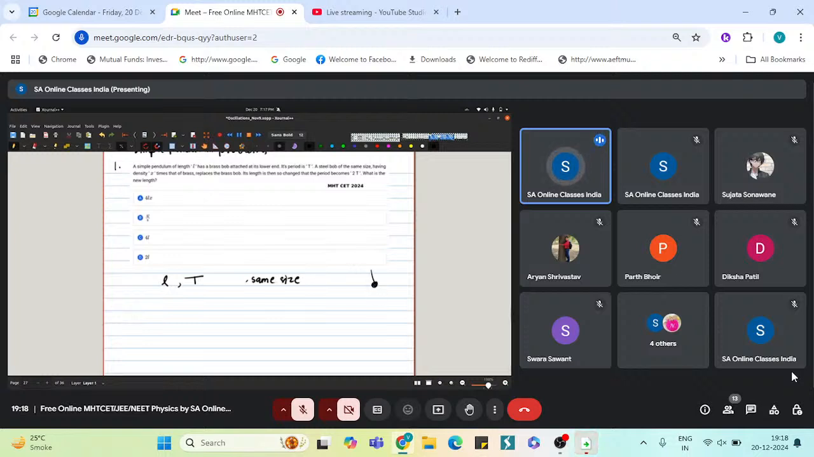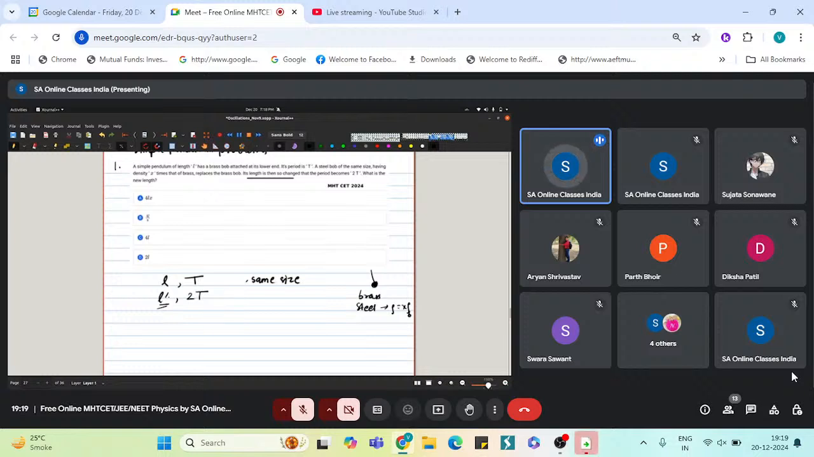So the bob was first of brass, and then they change it with a bob of steel which has density X times that of the brass. Now the next thing is the length is so changed that the period becomes 2T. Now the length is, let's say, L dash, and L dash has a period of 2T. Now what is this L dash? What is this new length?